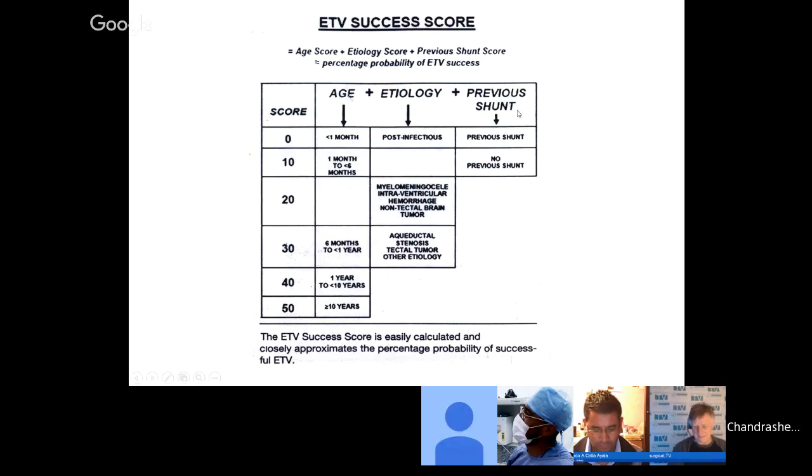And this is the formula: if you have a patient's age over 20 years, you have aqueductal stenosis, tectal tumor, or other pathology, and no previous shunt, you have virtually 100% chances of success, which reduce depending on the pathology. The worst case being age less than 1 month, post-infective pathology, and a previous shunt insertion.